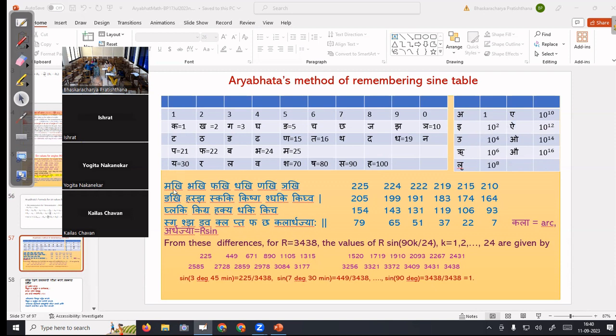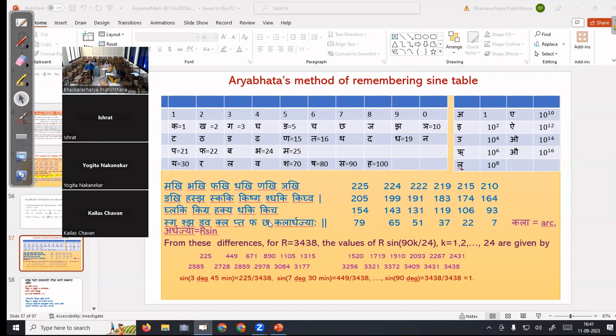So, for example, if I want to understand what is ki: kha is 2, and then you multiply by 10 raised to 2, because ki uses E, and E means 10 square, so 100. So ki is 200, and ma is 25, so ma and ki becomes 225. That is the idea. Then bhakhi: bha is 24, and ki is 200, so 224 is the second number. Similarly, phakhi: pha is 22, ki is 200, so 222, that is the third number. So if you remember this verse, then you can get all these 24 numbers from this.